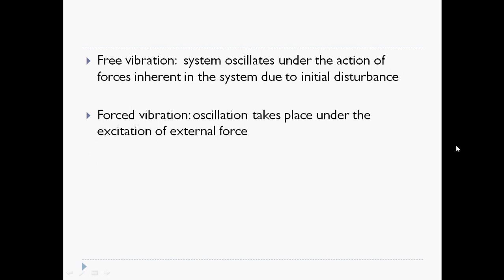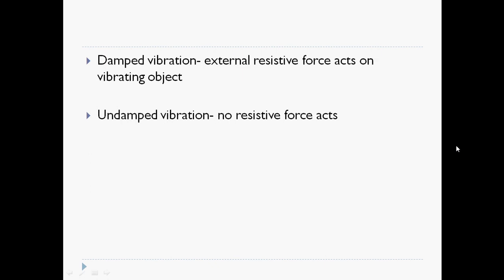Then if you're taking forced vibration, it will be taking place under the action of some external excitation force. So here the periodic disturbing force will be acting on the system and the system will be vibrating at a frequency equal to the frequency of this excitation force. So this excitation force will be acting on the system for creating that periodic oscillation. The vibrations in a building caused due to an earthquake, etc., are examples of forced vibration.